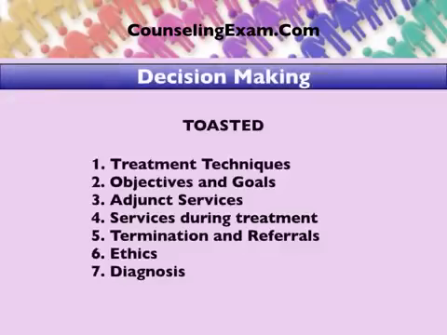The other area is decision making, and I remember that by TOASTED. Treatment techniques, objectives and goals, adjunct services, services during treatment, termination and referral, ethics, and diagnosis. So you see, diagnosis is just one section of a whole conglomerate of information that you need to know.